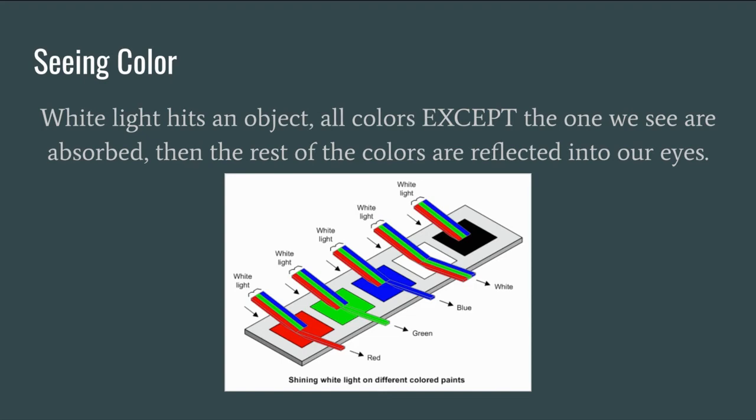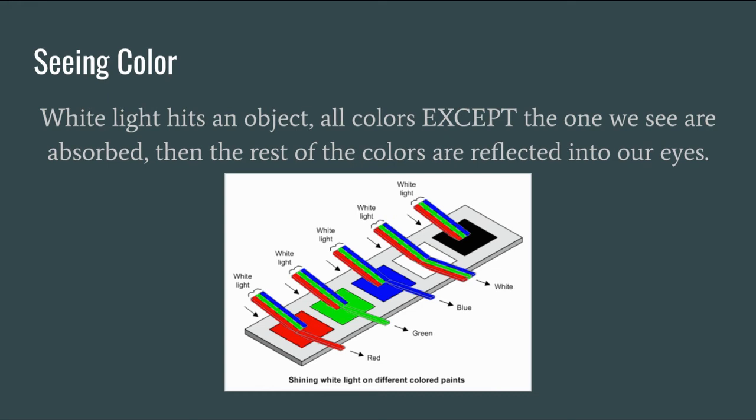So white light hits an object, then all colors except the one we see are absorbed. Right now I'm wearing orange, so light hits my shirt, it absorbs everything except the colors that mix to create orange, and then bounces off that, and that's what we see.